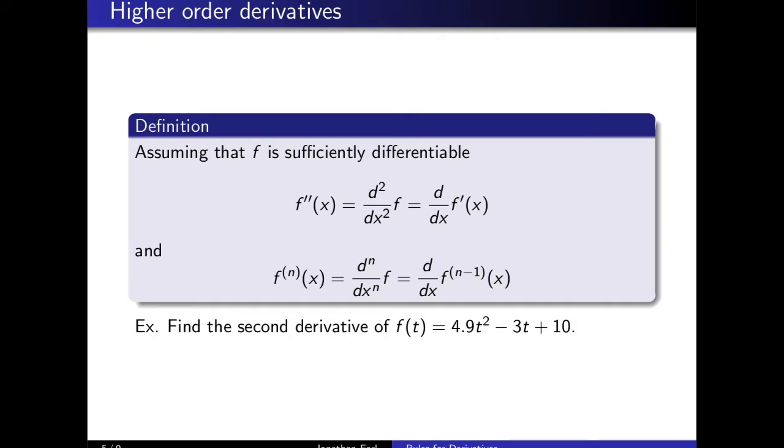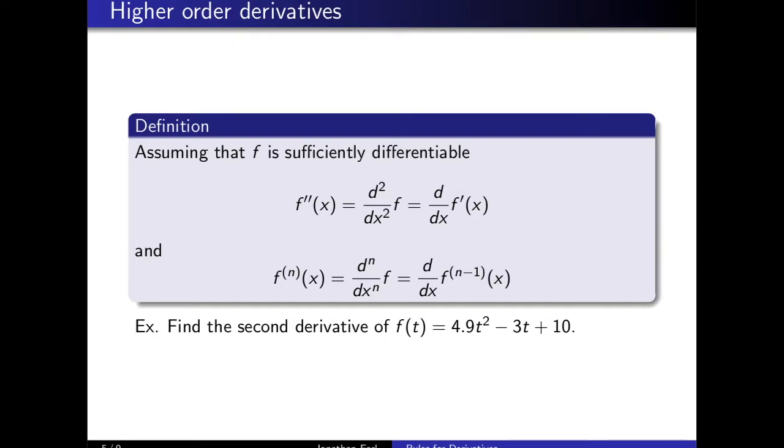Okay, we could also talk about higher order derivatives. So we found a first derivative, and we could find second and higher order derivatives, and they're quite straightforward. The second derivative is just the derivative of the first derivative. So we can see an example of that with this polynomial.